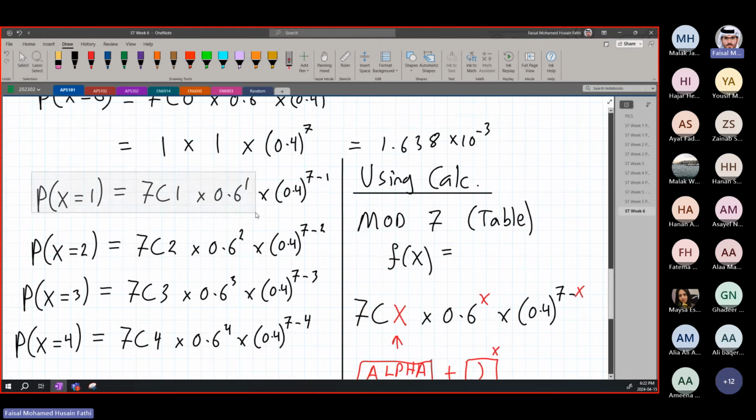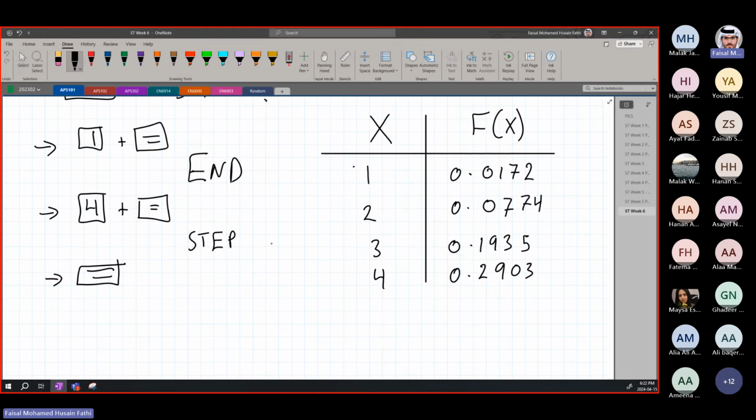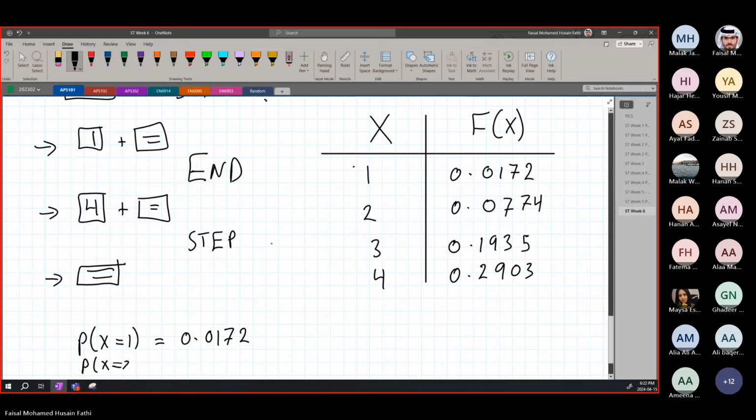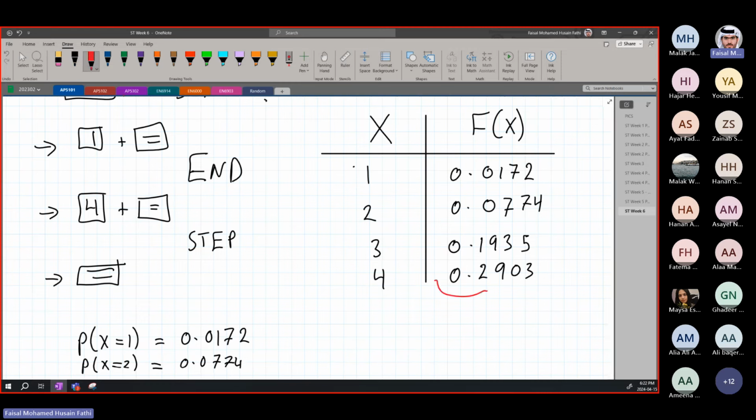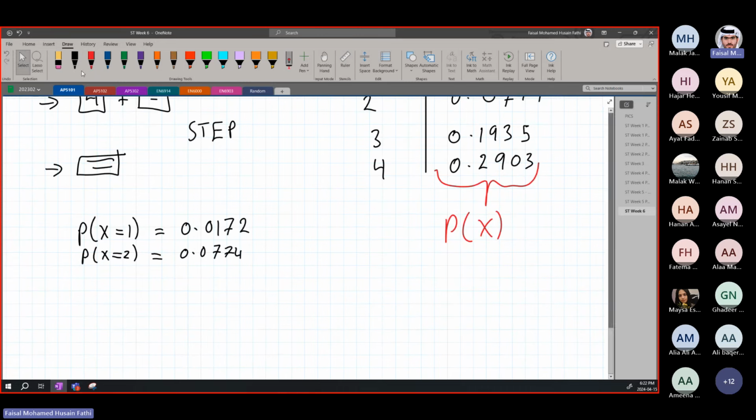So the solution for P of x equal 1. P of x equal 1 is equal to 0.0172. All right. P of x equal 2 is equal to 0.0774. These values are your P of x. All right. So again, P of x equal 3 is equal to 0.1935, and P of x equal 4 is 0.2903. And these are all your values.